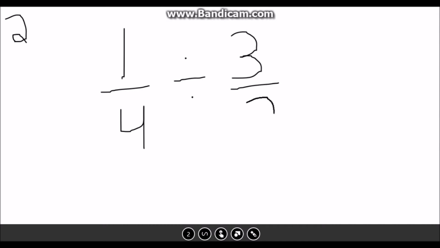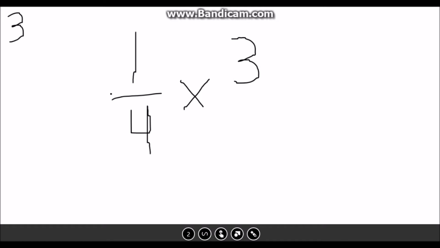Our second step in today's example is to flip the second fraction in our equation. So we still have 1 over 4, but instead of 2 over 3, we're going to have 3 over 2. And it is that simple. Step 3 of today's example is to switch our division sign with the multiplication sign. So we have 1 over 4 times, not divided by, 3 over 2.